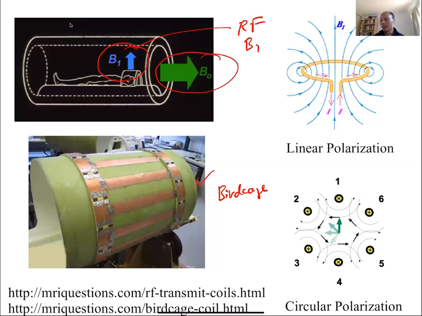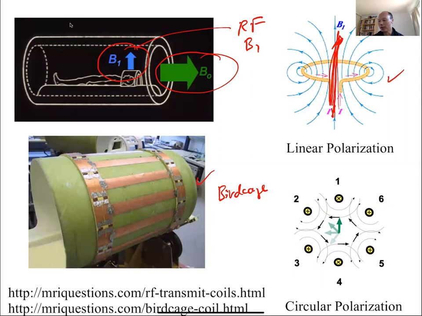You can create this field with a very simple loop as shown here. If we ran current through this, it would create a linear field. As you increase and decrease the current in that coil, the field would go back and forth. That's what's called a linear coil.